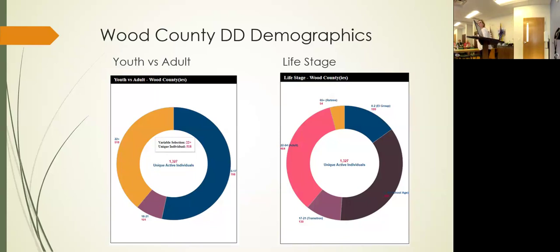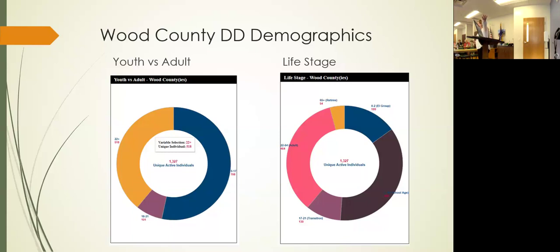Why is the group in between those so small? They just broke it into 18 to 21. A lot of times you can look at 0 to 17, and 18 to 21 is kind of your transition age.